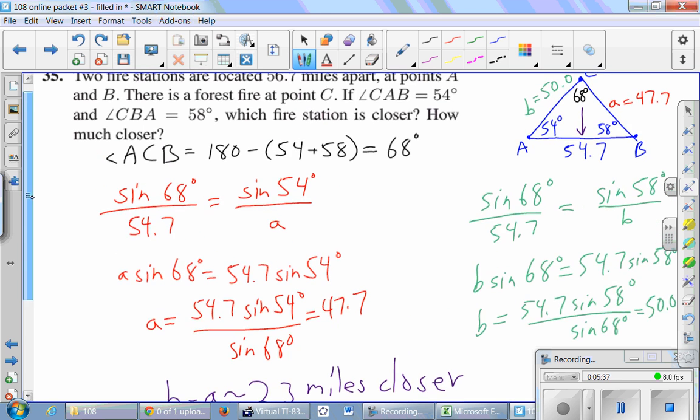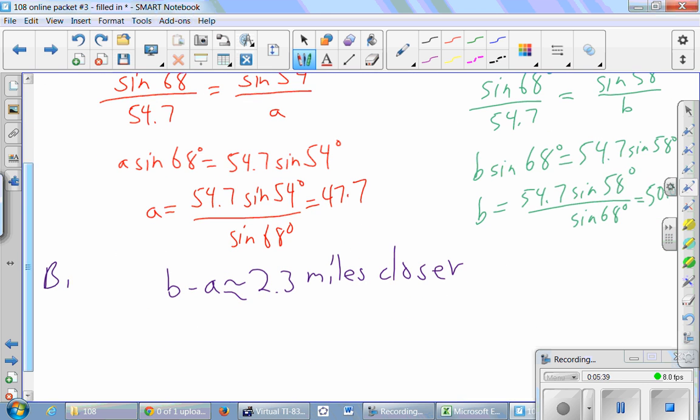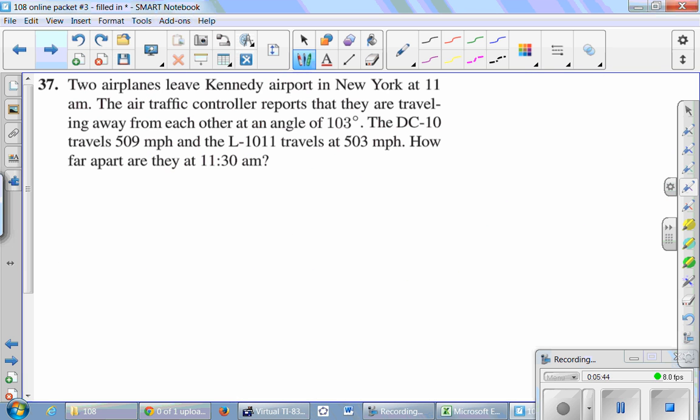And we'll make sure we answer the question here. B is closer. Okay, the second activity problem is here.